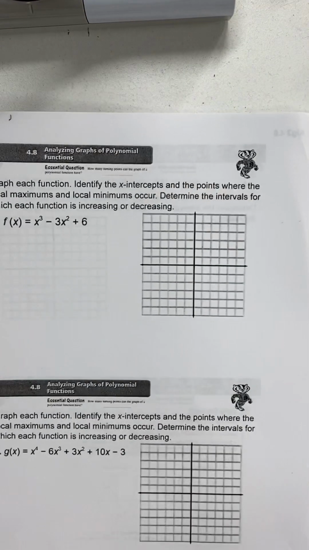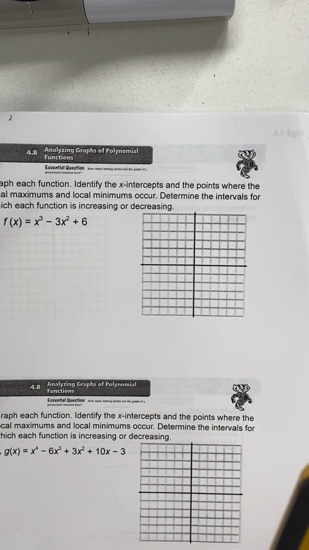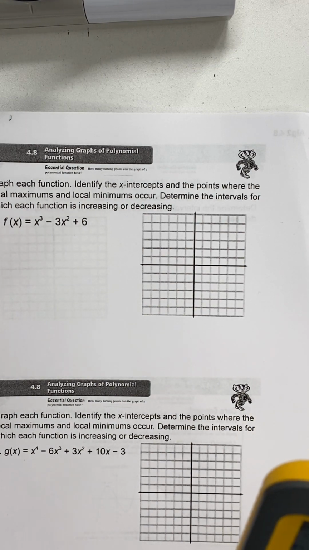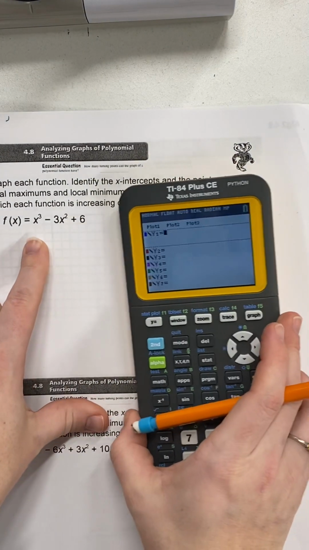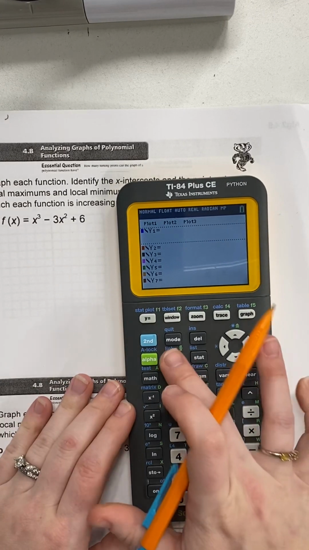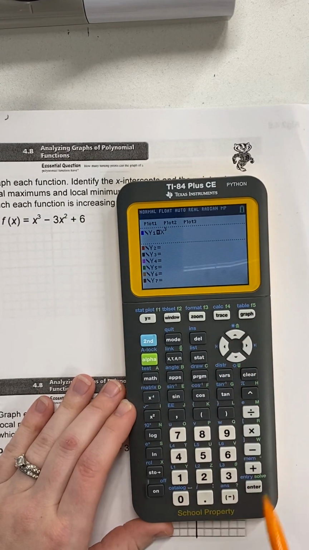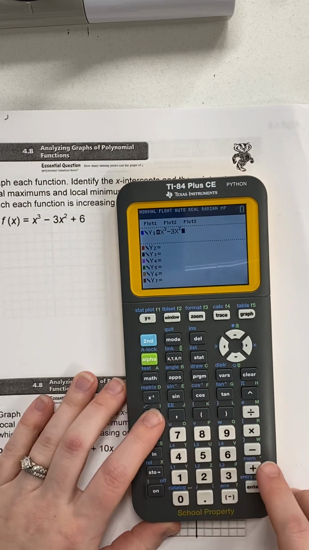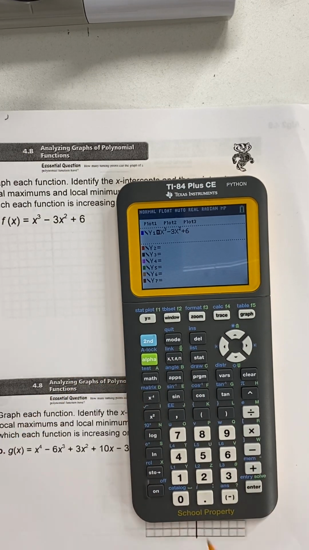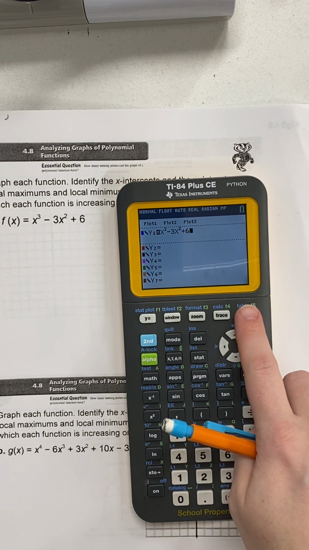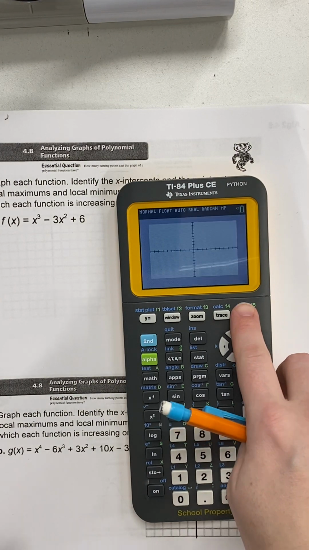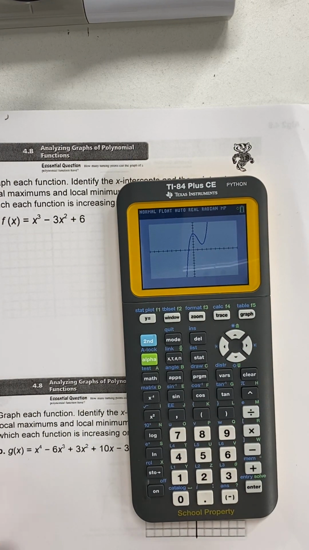Okay, let's look at one. So the key here is that we have to use our graphing calculator, and that can be actually the hardest part of this whole process. So we're going to take this function, and we're going to plug in x cubed minus 3x squared plus 6. Now, as I said, this is the hardest part, so you have to be trying it along with me, and you have to practice it. You're going to have mistakes that happen, okay? And that's okay. We'll work through those.